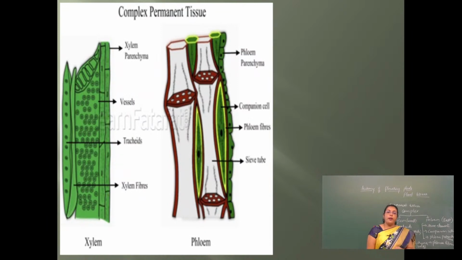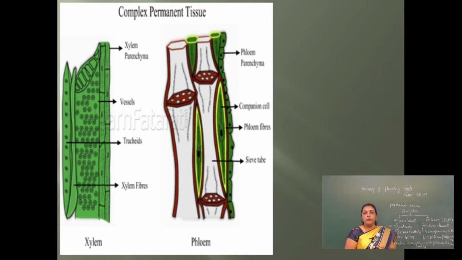Coming to the complex permanent tissue. Here you can see the dissimilar cells in xylem and also in phloem. So xylem parenchyma, vessels, tracheids and xylem fibers. Among these, vessels, tracheids, xylem fibers are dead, whereas xylem parenchyma is living. The main function of xylem is to conduct water and minerals from roots to different parts of the plant.